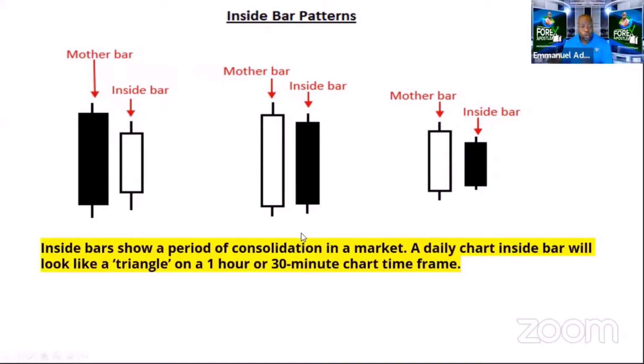Let's move on. So an inside bar shows a period of consolidation. That's why we have the inside bar. It shows a period of consolidation in the market. A daily chart inside bar will look like a triangle.